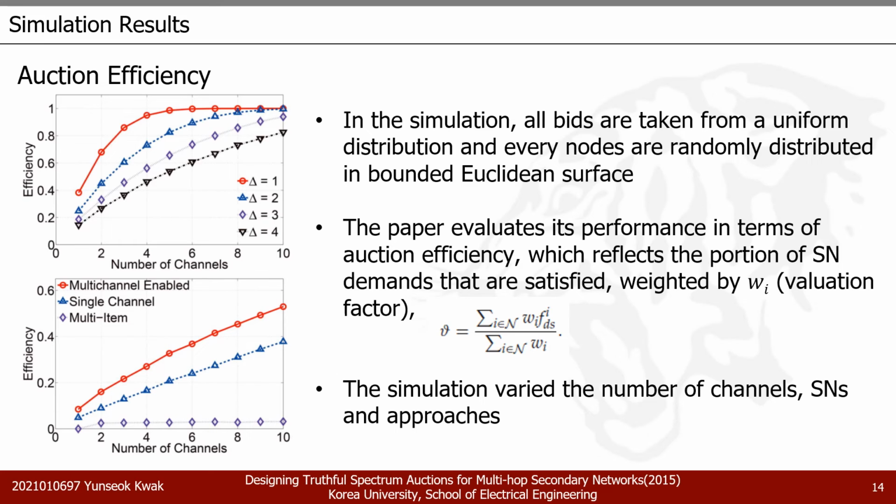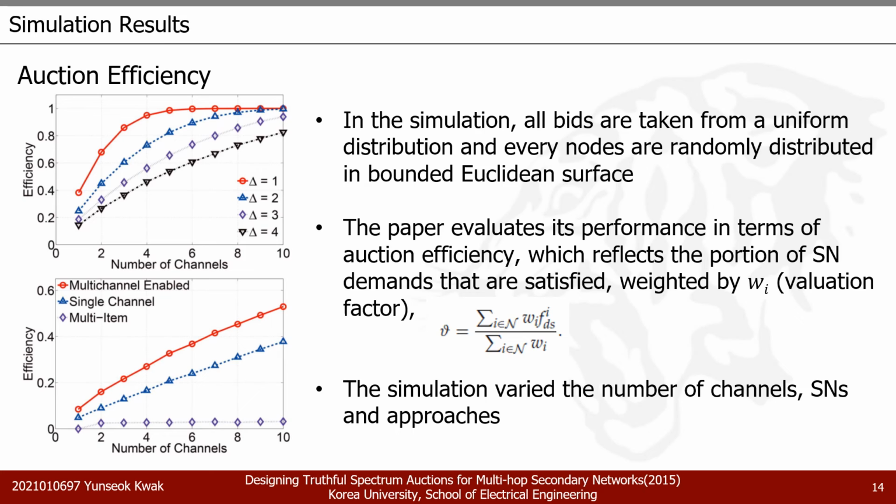This is the simulation results of the paper on auction efficiency. In the simulation, all bids are taken from a uniform distribution, and every node is randomly distributed in a bounded Euclidean surface. The paper evaluates its performance in terms of auction efficiency, which reflects the portion of secondary networks' demand that is satisfied, weighted by valuation factor, like this.